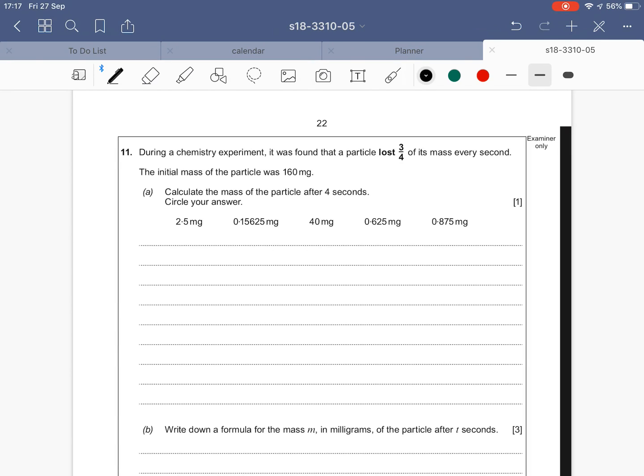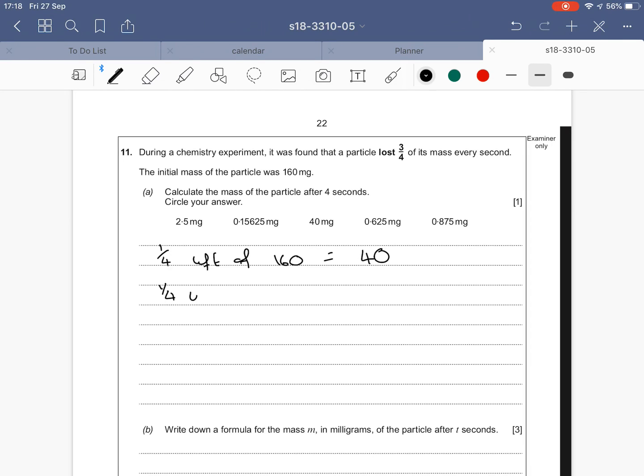So you could do this a number of different ways. You could find 3/4 of 160, take it away, find 3/4 of that new number, take it away, find 3/4 of that new number and take it away. I'm just going to find 1/4. So if it loses 3/4, it's got 1/4 left of 160. So you just want 1/4 of 160, so divided by 4. So that gives me 40.